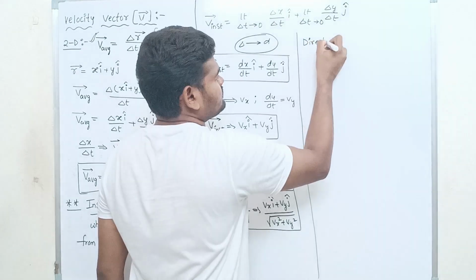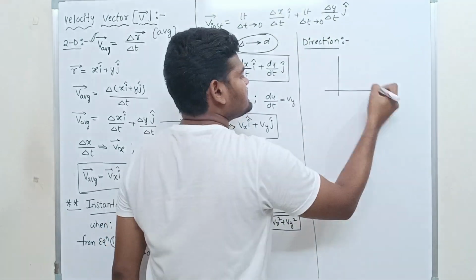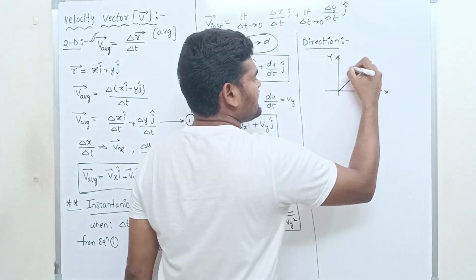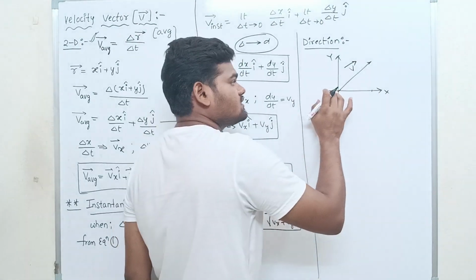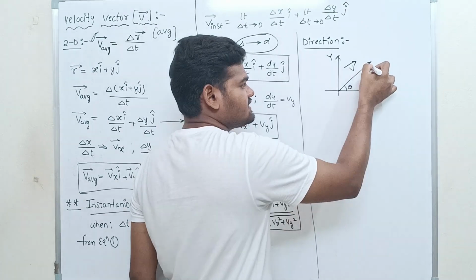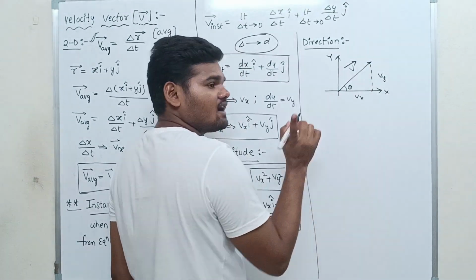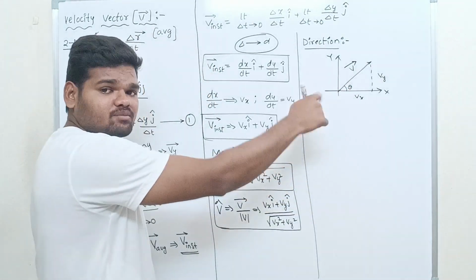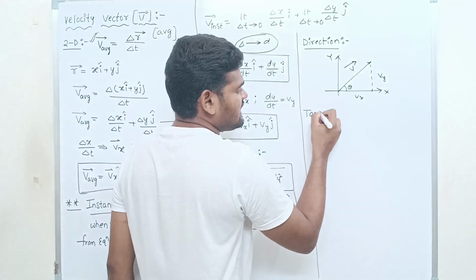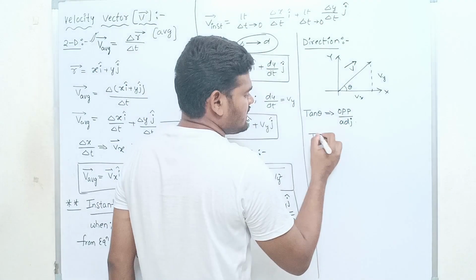Now if you want to find its direction, how do we find it? In a two-dimensional coordinate system, this is the x-axis and this is the y-axis. This is the net resultant velocity vector. Let us consider that this V bar vector makes an angle theta with the x-axis, and its x component is Vx and its y component is Vy. We have already discussed this. I'm just writing directly. From this, to find the direction, tan theta is equal to the opposite side by the adjacent side. So tan theta is equal to what?